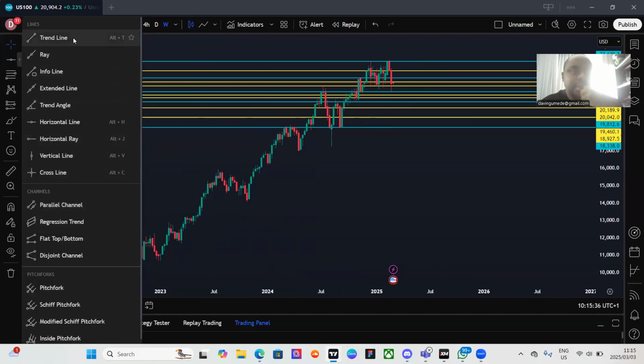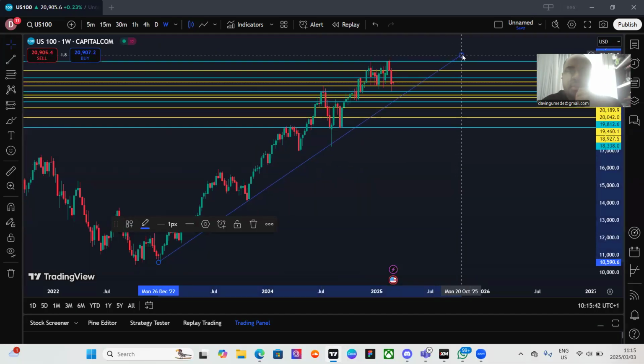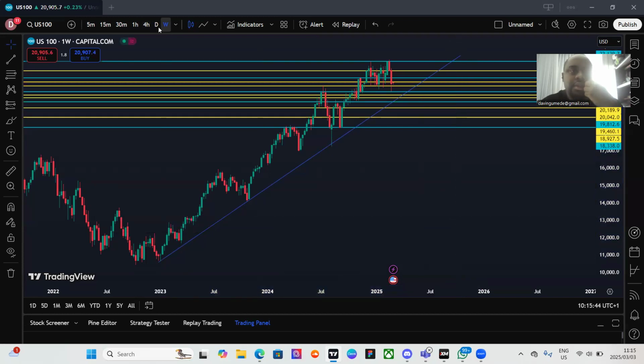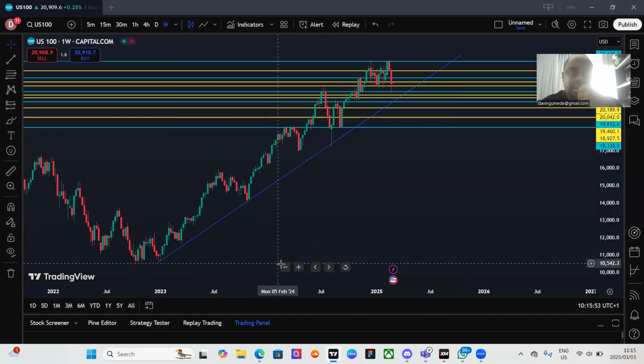map out our levels as is, and how we're going to move overall. So I'm gonna zoom out a bit again quickly.